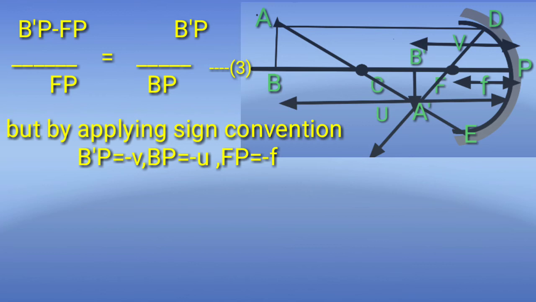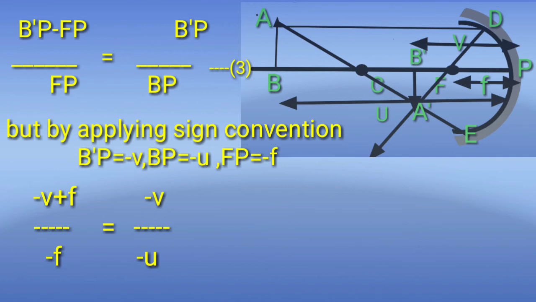And FP, the distance between the focus and pole, is also on the left side of the pole, so you are writing minus F. By substituting these values in the third equation, B dash P means minus V, and FP means minus F. So minus V plus F by minus F is equal to minus V by minus U.